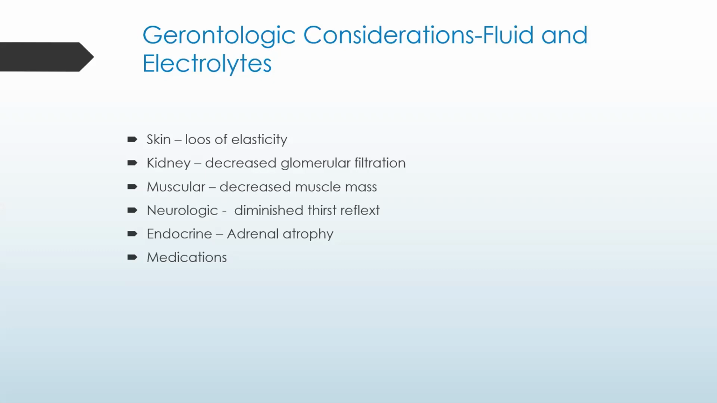Hormonal changes include a decrease in renin and aldosterone and an increase in ADH and ANP. The older adult is more likely to be taking drugs that affect fluid or electrolyte balance. So we definitely need to assess our patients carefully and get a good history.